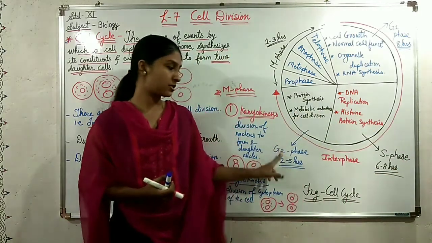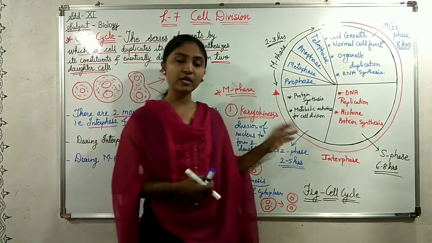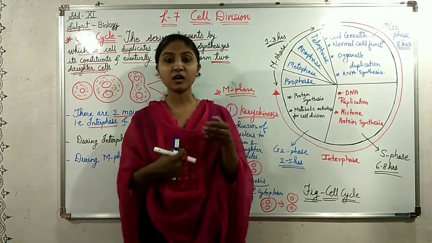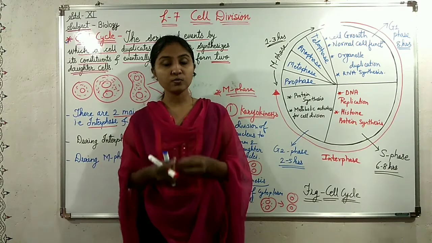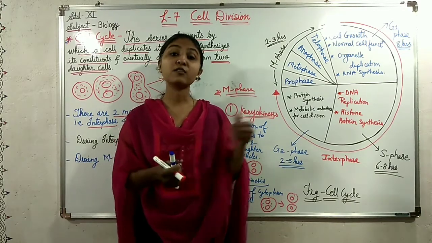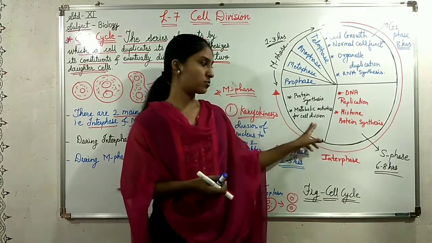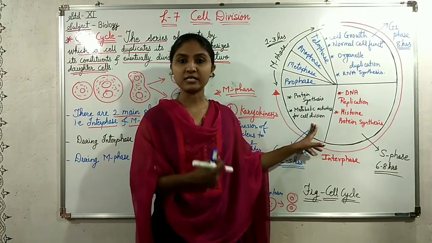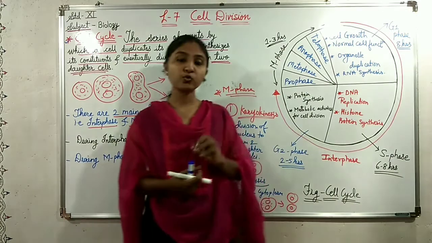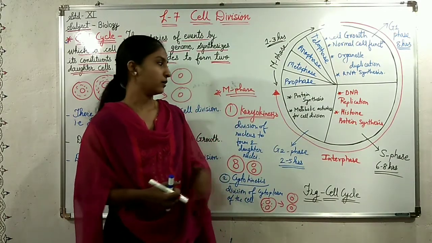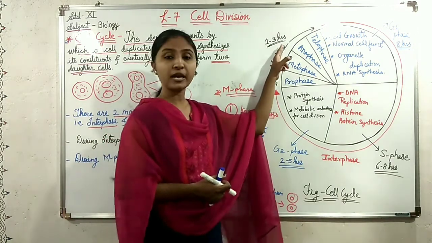The third phase is the G2 phase. In this phase, proteins are synthesized and various metabolic activities occur inside the cell, those which are necessary for further cell division. This G2 phase is called the second growth period of the cell cycle. And after this comes the M phase.